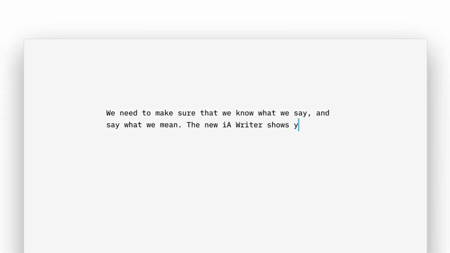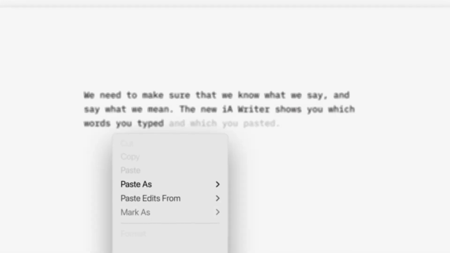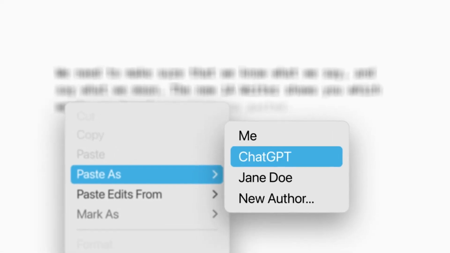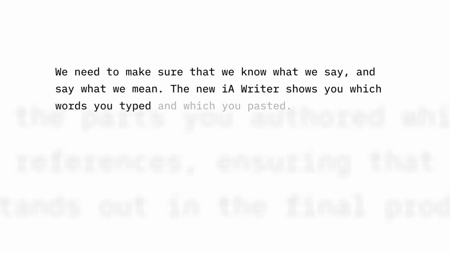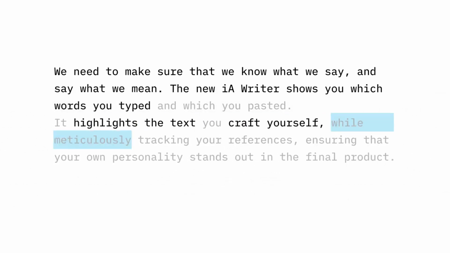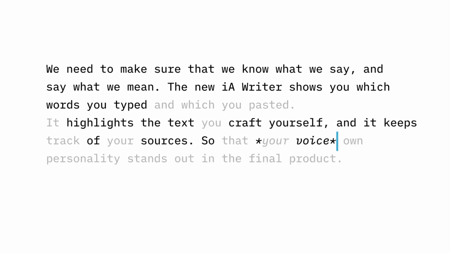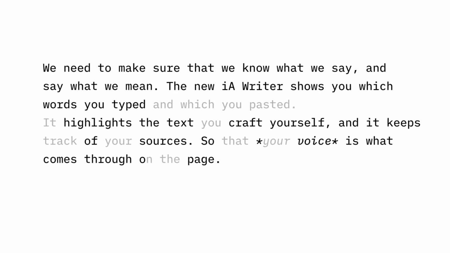The new AI Writer shows you which words you typed and which you pasted. Whether you quote Shakespeare or ChatGPT, AI Writer makes it clear. It highlights the text you craft yourself, and it keeps track of your sources, so that your voice is what comes through on the page.